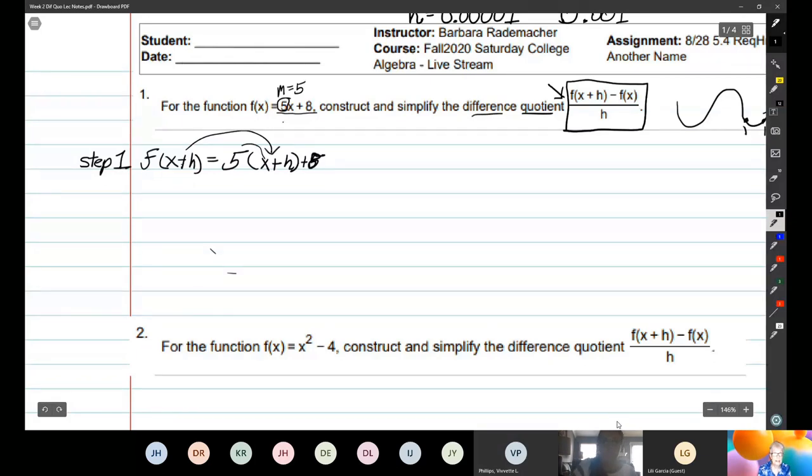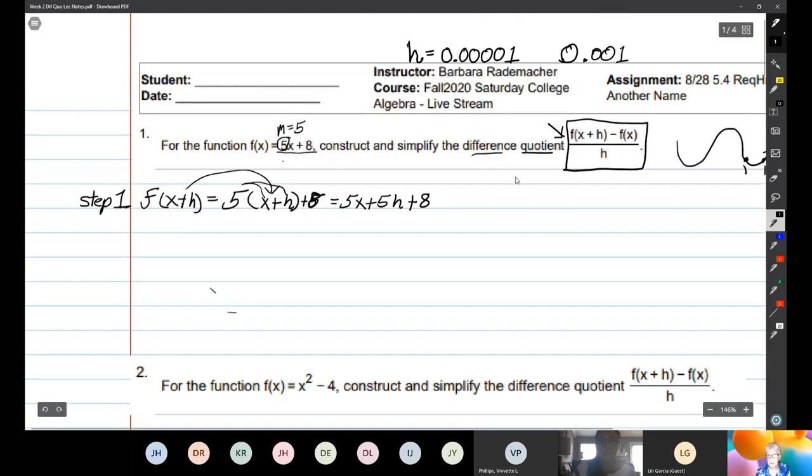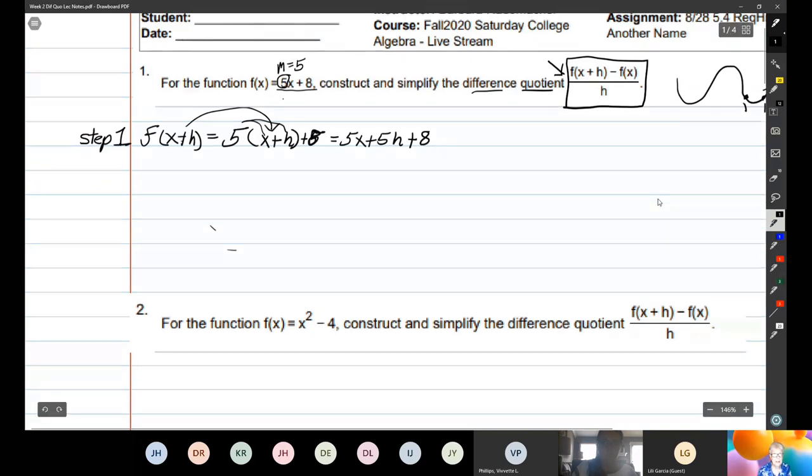Now I distribute, because that's what I always do when I have a number outside parentheses. That will give me 5x plus 5h plus 8. Again, if you came in later, h is a very small number. You don't want to bother to write it every time, so you just call it h, but it is a number. All right, so now we know what step one is. F of x plus h is 5x plus 5h plus 8.